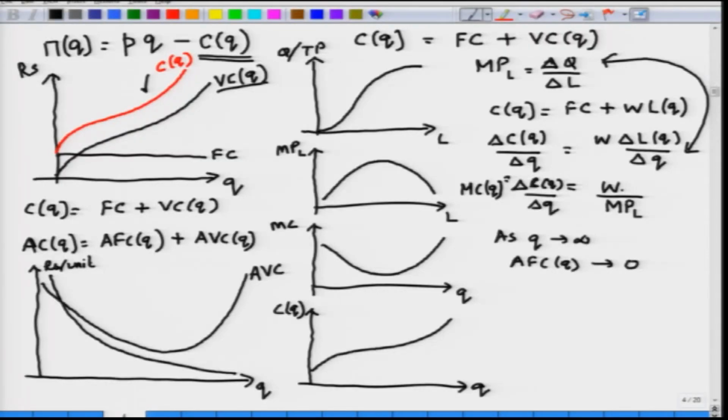and that is why we have the increasing part of the average variable cost curve. Now, notice, since the average cost is the average fixed cost plus the average variable cost, and as Q goes to infinity the average fixed cost goes to 0, that essentially implies that when we draw the average cost curve, it will tend to the average variable cost curve as Q goes to infinity.